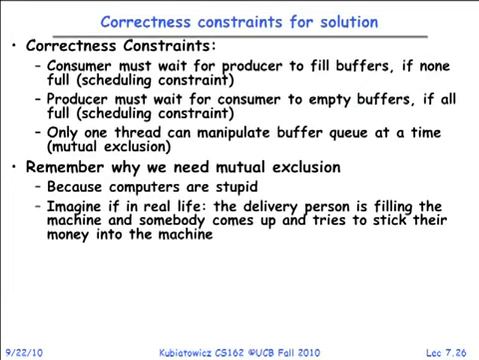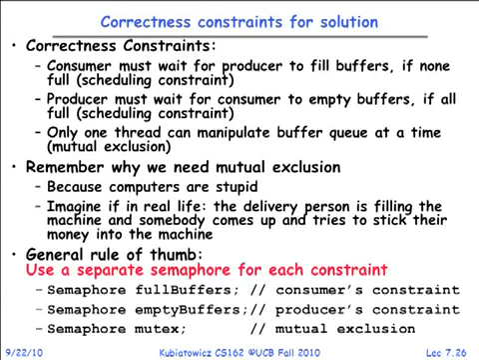The general rule of thumb with semaphores is you have a separate semaphore for every constraint. So that's why we have three semaphores: one to indicate how many full buffers we have, one for how many empty buffers we have, and one that is a mutex for access to the machine. Okay, is everybody with me on this so far? Well, let's look at some code then.